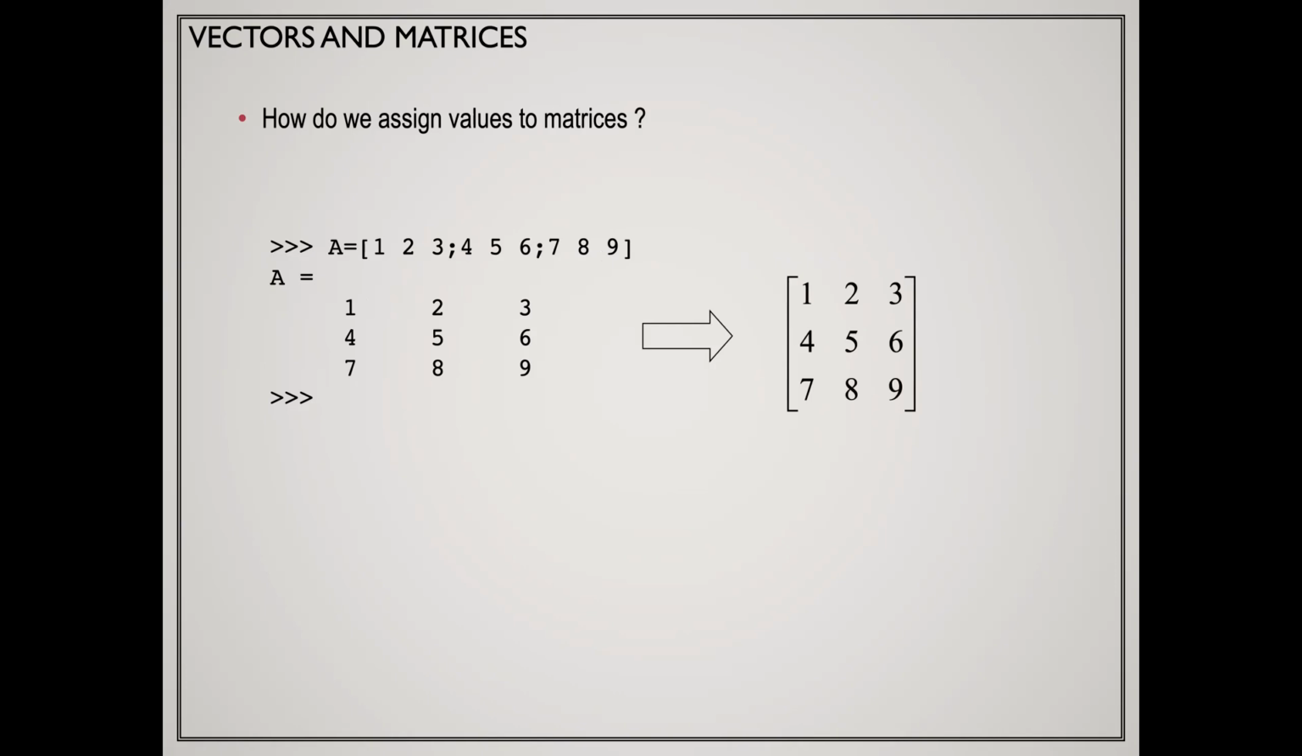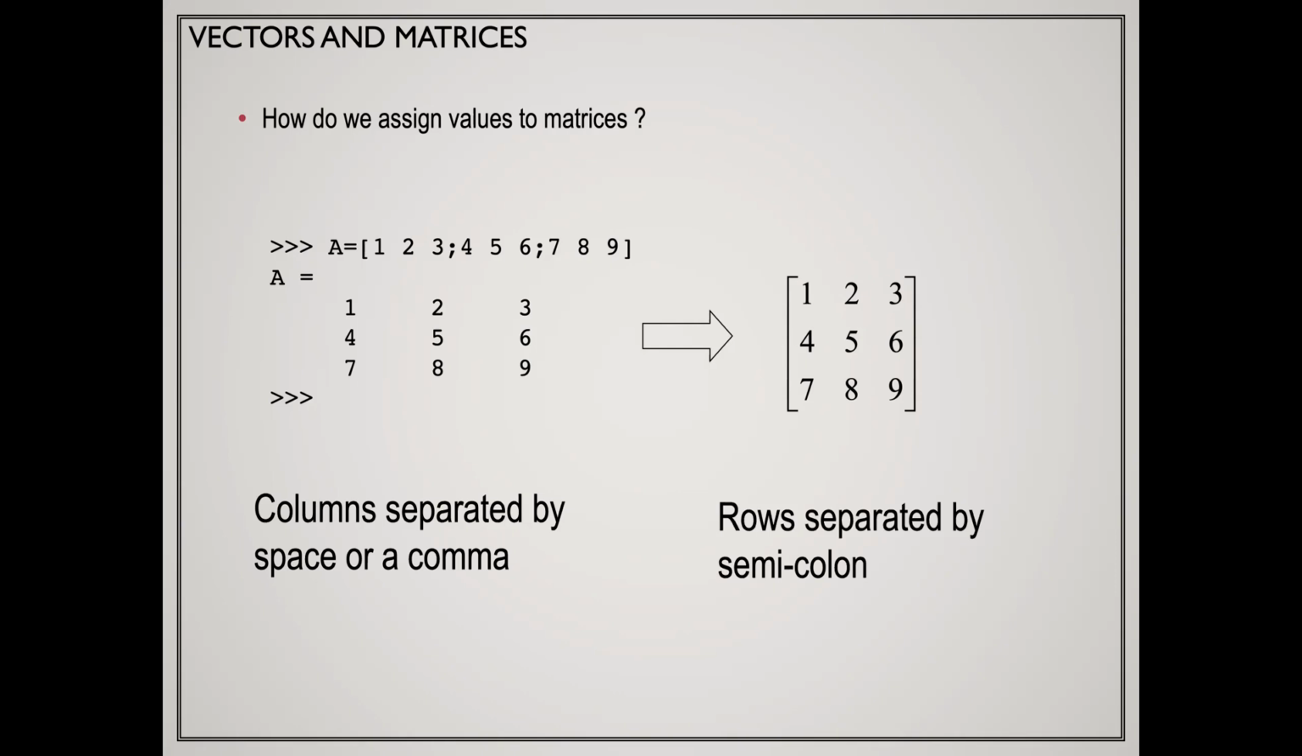So in general, this matrix would be represented mathematically as 1, 2, 3, 4, 5, 6, 7, 8, 9. So we have 3 rows and 3 columns. It's important to keep in mind that columns are separated by a space or a comma, while rows are separated using the semicolon.